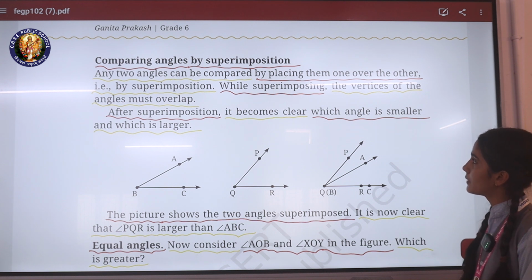Any two angles can be compared by placing them one over the other, that is by superposition. While superposing, the vertices of the angles must overlap.